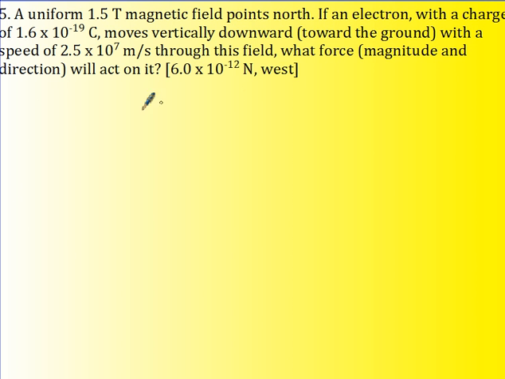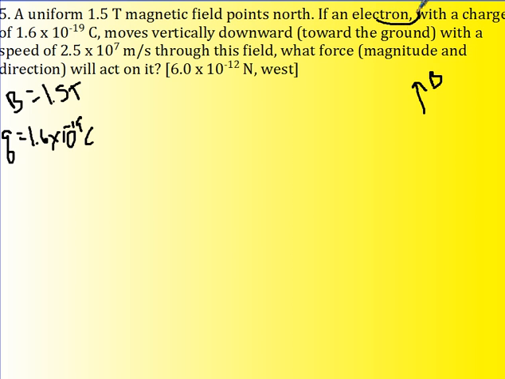A uniform magnetic field points north. So B equals 1.5 teslas, and B points north. If an electron with a charge of 1.6 times 10 to the negative 19 coulombs, so Q is 1.6 times 10 to the negative 19 coulombs. And because it's an electron, I'm going to circle electron. I know no matter what I do, I'm going to flip whatever my last answer is. Moves vertically downward, so velocity is downward with a speed of 2.5 times 10 to the 7th meters per second through the field. What force must be acting on it?